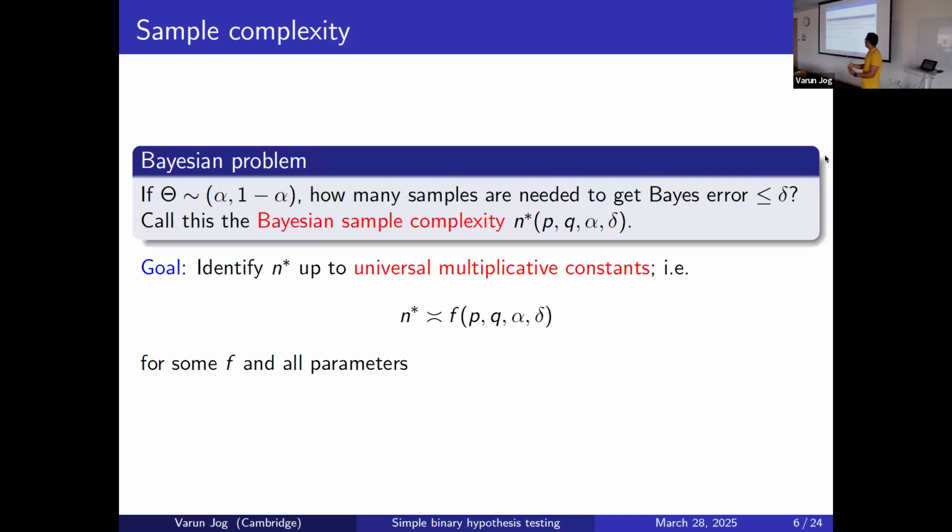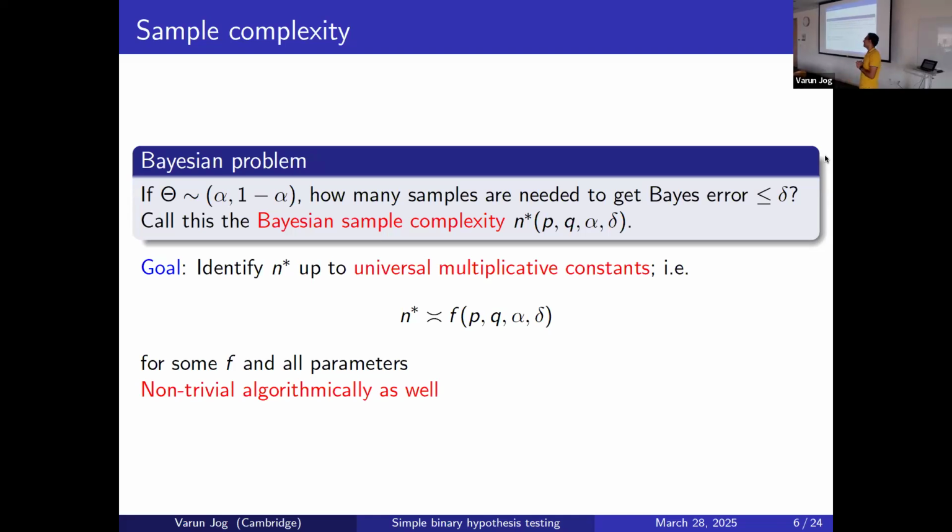And our goal here is to identify the sample complexity n star up to universal multiplicative constants, which means that I want to find some function f, so that when f takes in these parameters P, Q, alpha, delta, it's going to come up with a number, and the number of samples that I need is going to be close to that, like maybe 1 over 100 of that, or 100, some constant times that. And those constants do not depend on any of my parameters P, Q, alpha, delta.